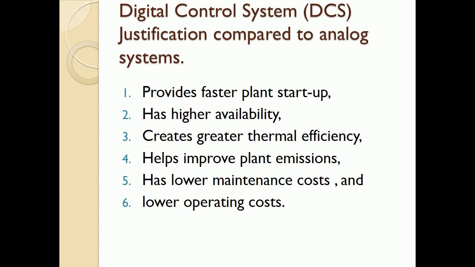A digital control system, DCS, is justified compared to an analog control system by the following reasons. 1. Provides faster plant startup. 2. Has higher availability. 3. Creates even greater thermal efficiency. 4. Helps improve plant emissions. 5. Has lower maintenance costs. And 6. Lower operating costs.